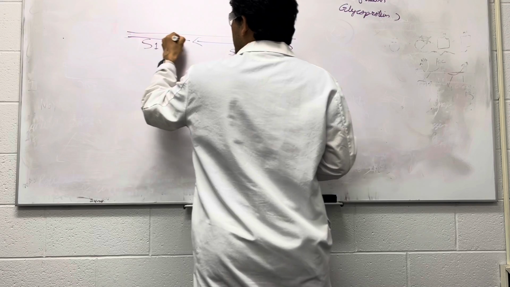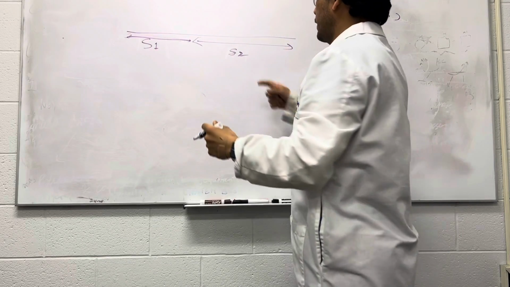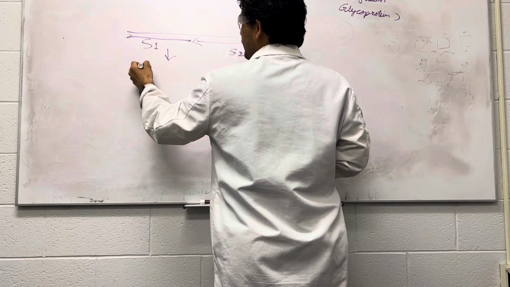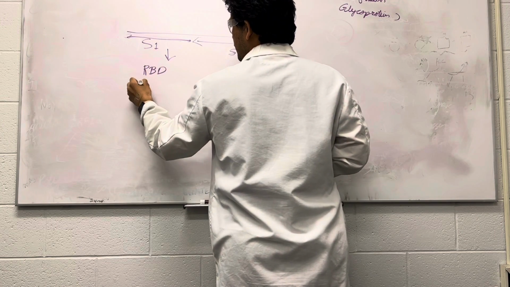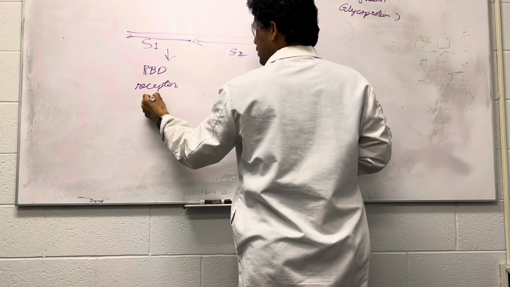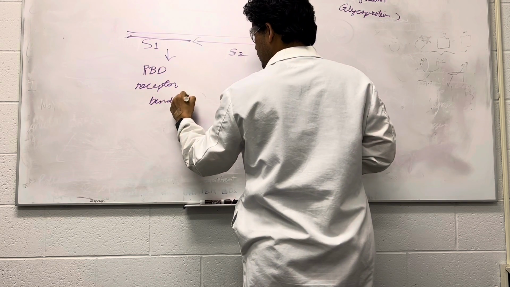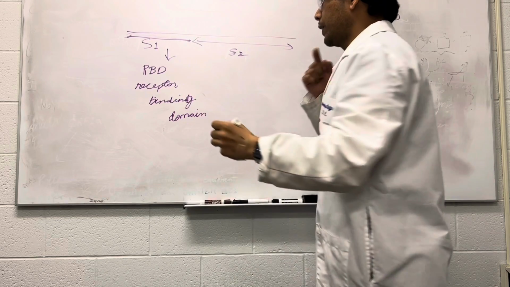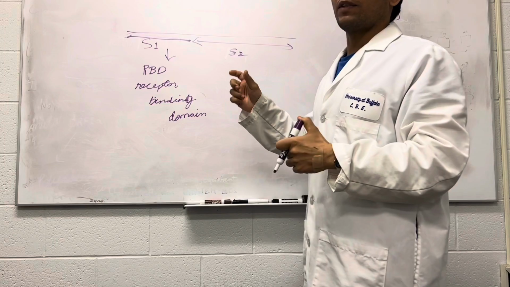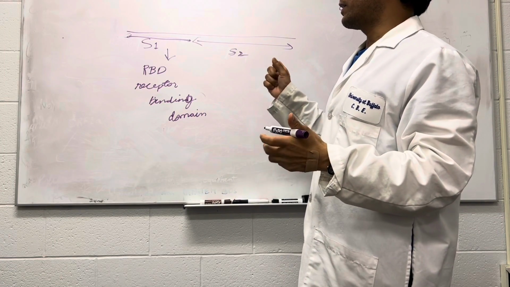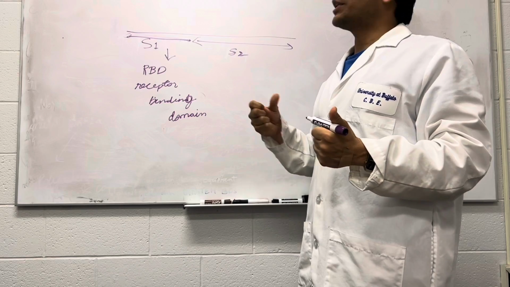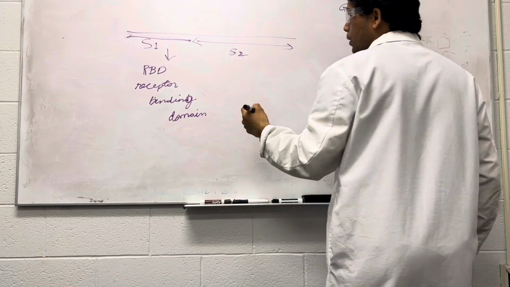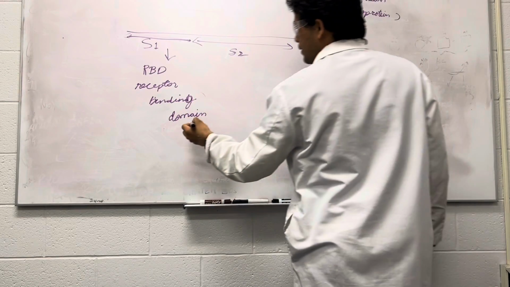The spike protein has been divided into two parts: the S1 domain and the S2 domain. The S1 part contains a receptor binding domain. The receptor binding domain's function is to detect the receptor on the cell surface, so that it helps in attaching the SARS-CoV-2 virus to the cell surface. The receptor that SARS-CoV-2 looks for on the cell surface is ACE2.